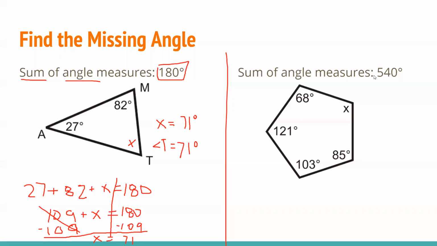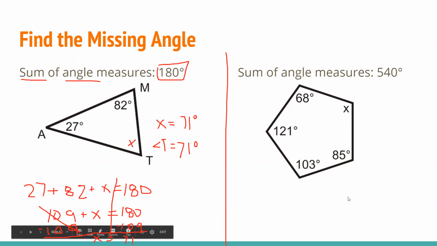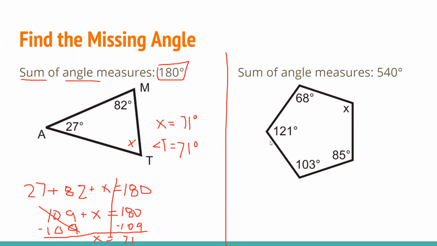I want you to pause the video and try the second problem on your own, and I'll give you the answer at the end. The only thing to remember is the sum of the angles for a pentagon is going to be 540. So rather than it saying equals 180 like it did with the triangle, it's going to say equals 540. But you're still adding together all of those angles because it's still the sum of the angle measurements. So pause the video now and try that problem.